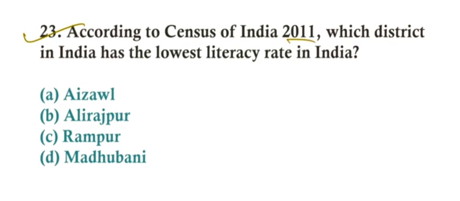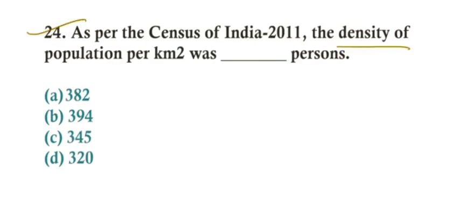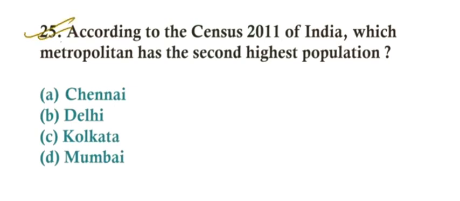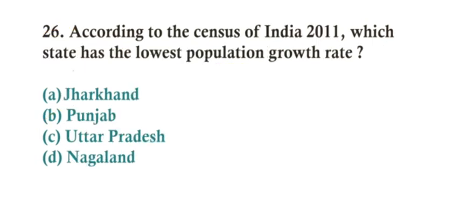Question number 23. According to the Census of India 2011, which district in India has the lowest literacy rate? Option number B, Alirajpur. Question number 24. The density of population per kilometer square was dash person as per Census of India 2011. Option number A, 382. Question number 25. According to the Census 2011 of India, which metropolitan has the second highest population? Option number B, Delhi.